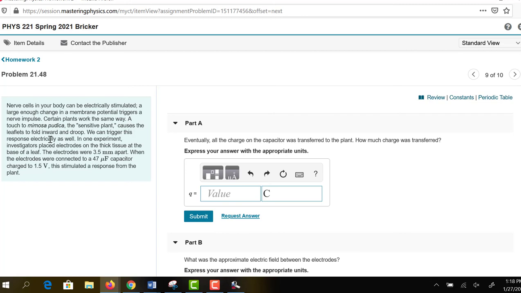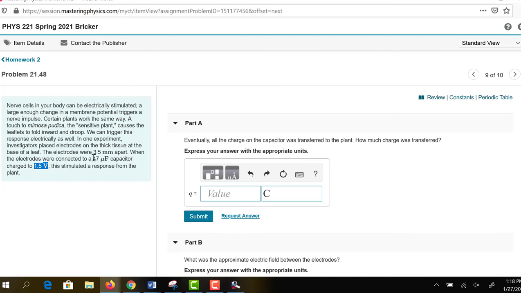So in one experiment, investigators placed electrodes on the thick tissue at the base of the leaf. Electrodes were 3.5 millimeters apart. When the electrodes were connected to 47 microfarads, okay, so remember farads are the units of capacitance. So that's the capacitance there. And here's the voltage it's charged to. This stimulated a response from the plant. Eventually, all the charge of the capacitor was transferred to the plant.